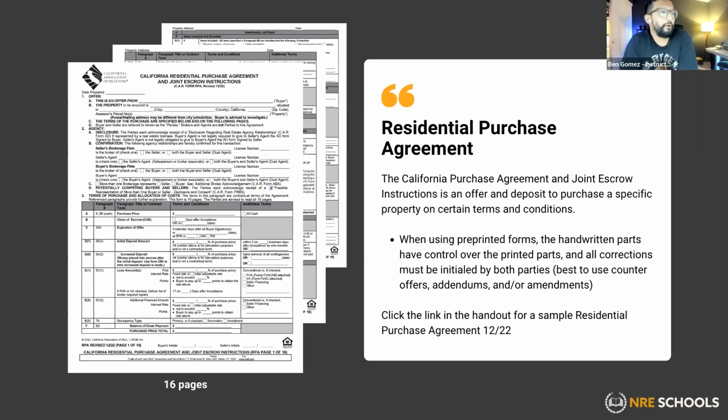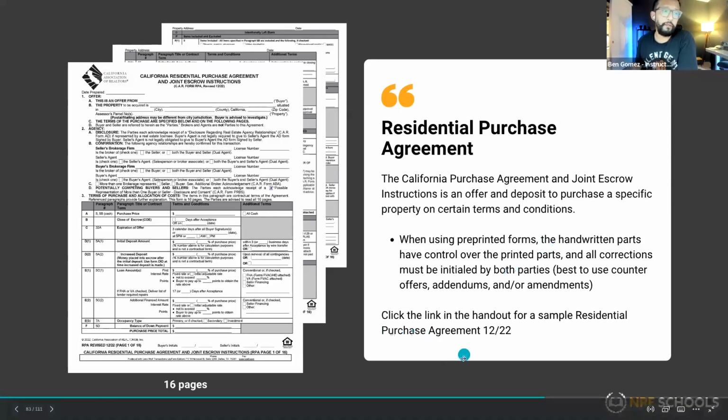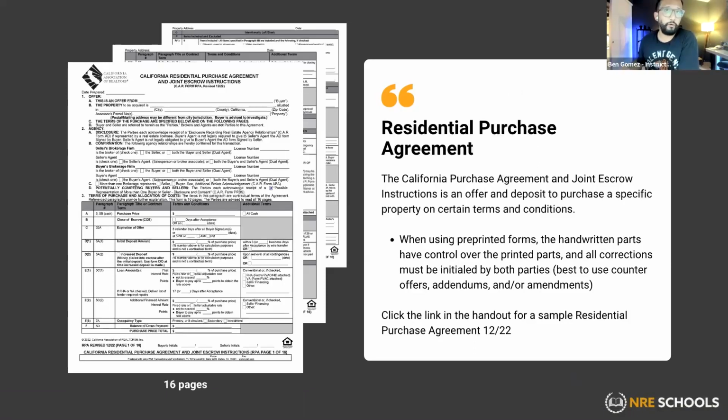The residential purchase agreement is super important, and it is the main document we use to facilitate purchases, offers for 1 to 4 units. In your handout, I put a link to view the actual purchase agreement as of today. 16 pages. If you want to bore yourself, go right ahead. But actually, it has all the information that is negotiated between a buyer and a seller.